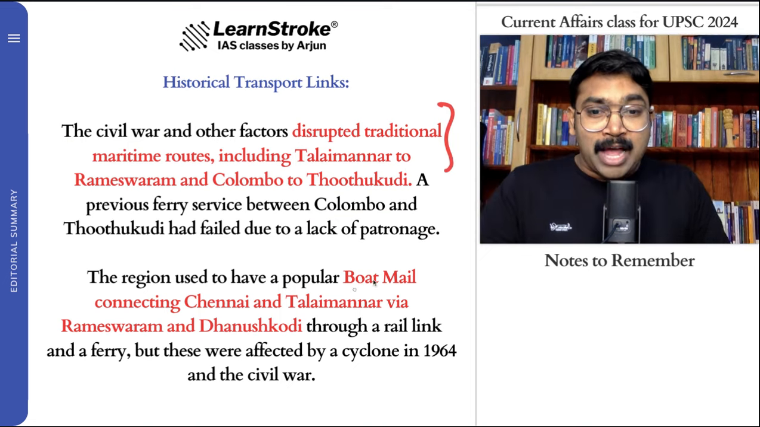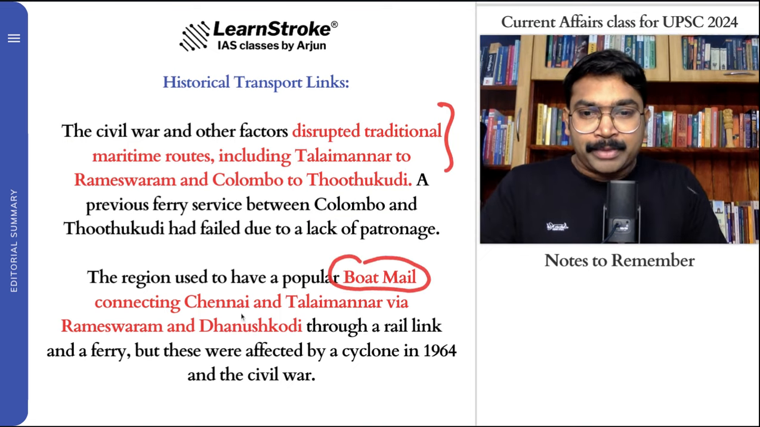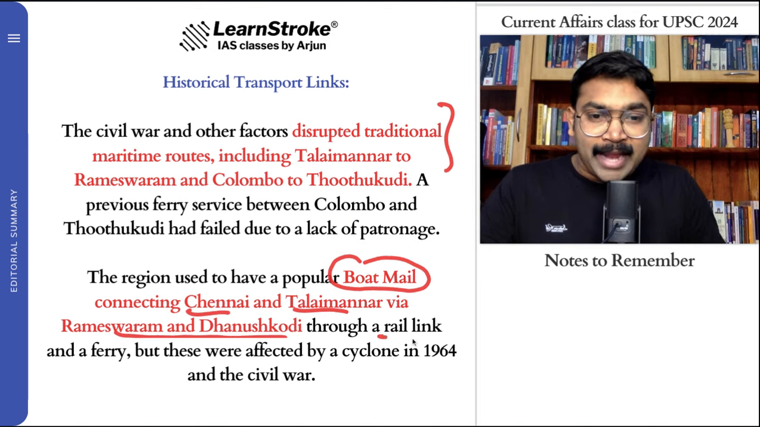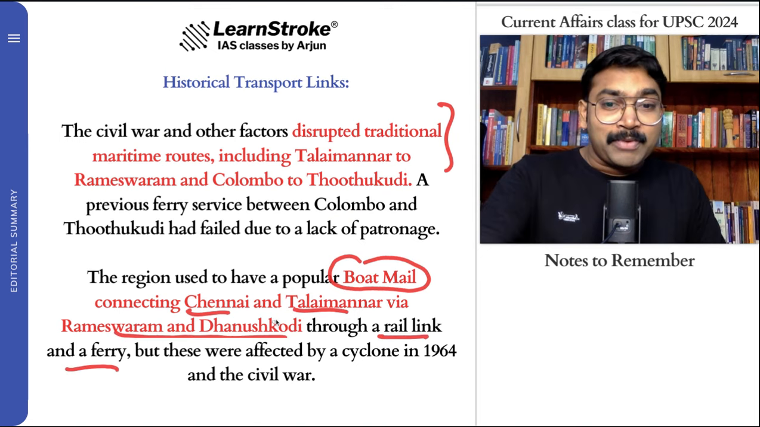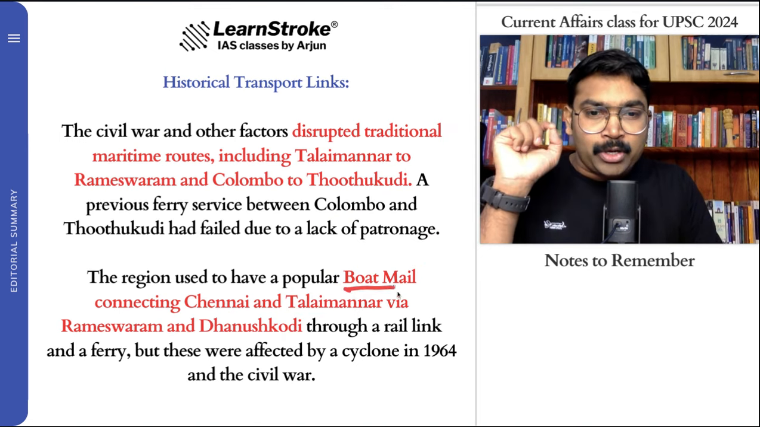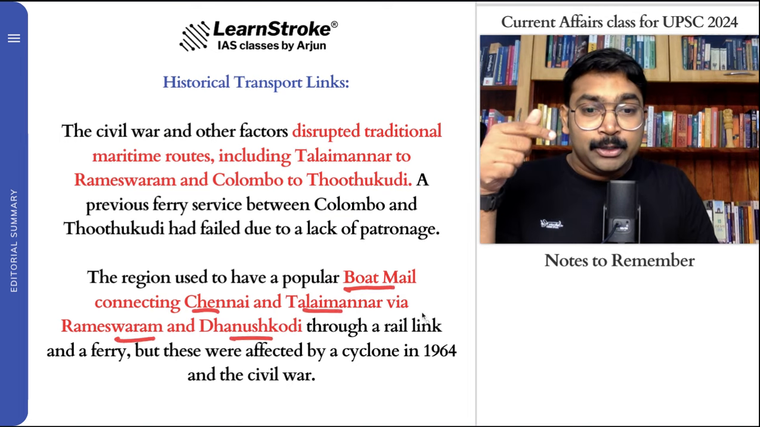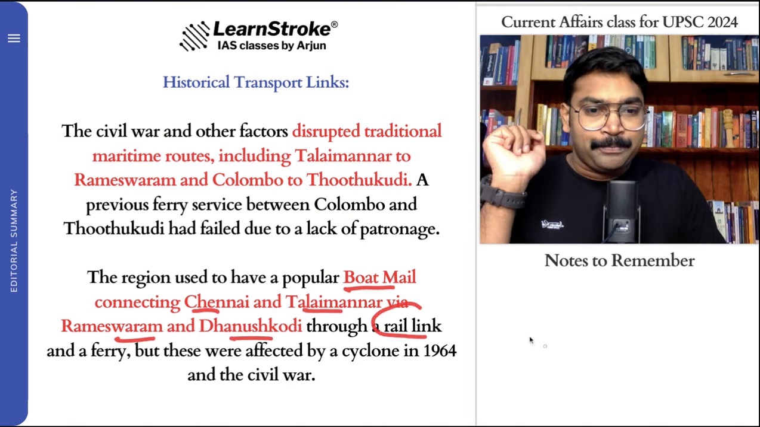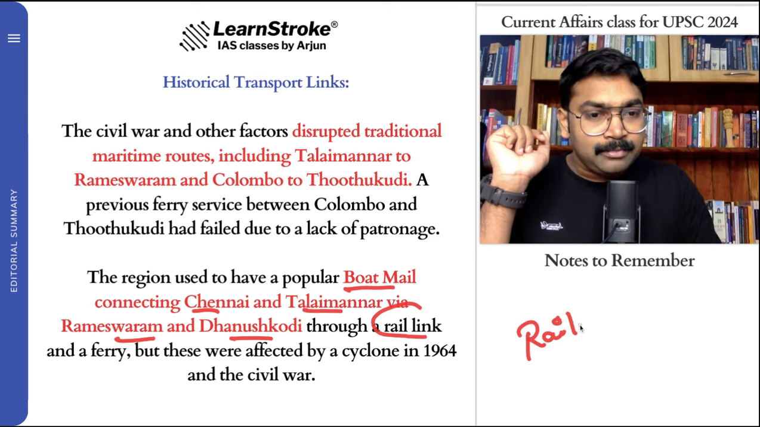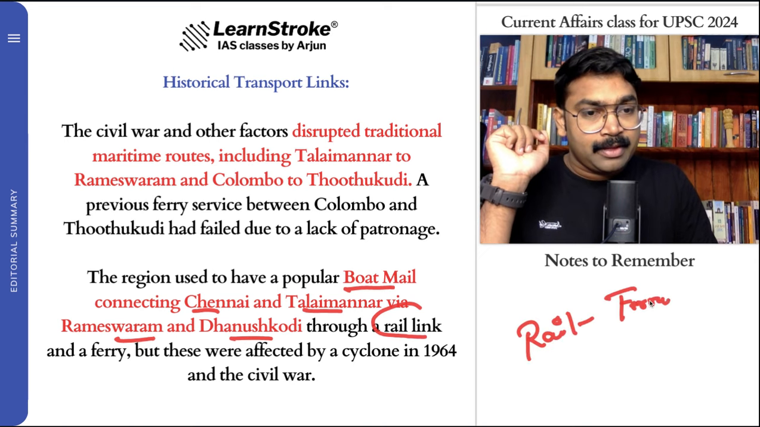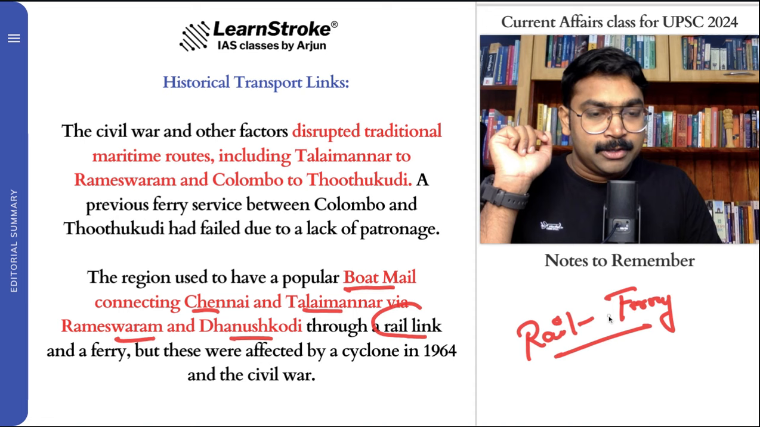The region used to have a very popular boat mail connecting Chennai and Talaimannar via Rameshwaram and Dhanushkodi through a rail link and a ferry. So that is a very historical thing, okay? That is the boat mail which connects Chennai and Talaimannar via Rameshwaram and Dhanushkodi through a rail link and then a ferry. So you have a rail and then a ferry between Sri Lanka and India. I think this is a good thing to be noted here.